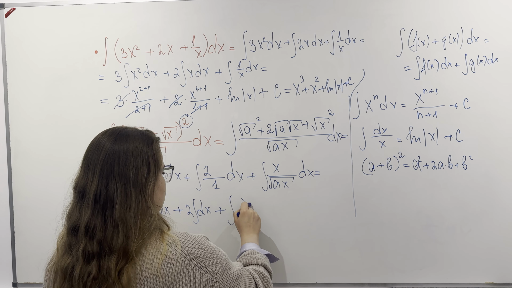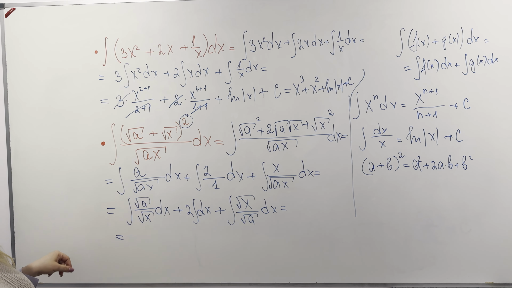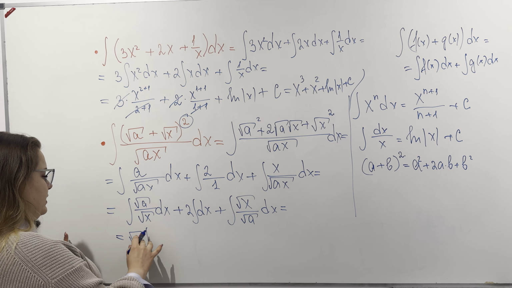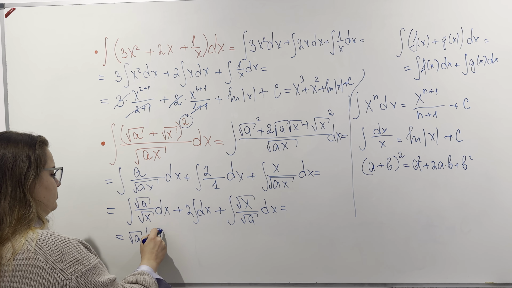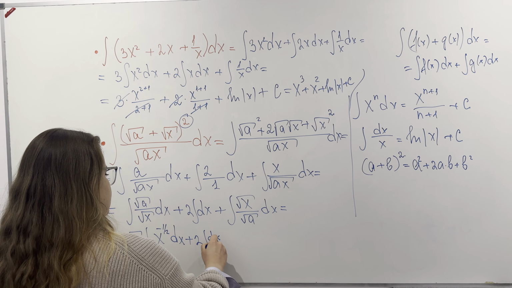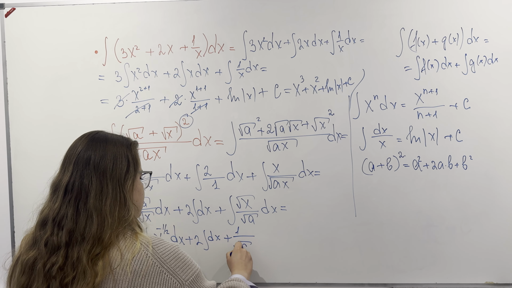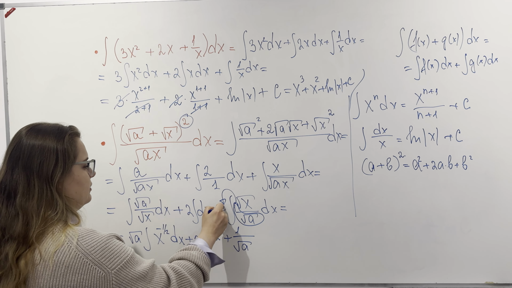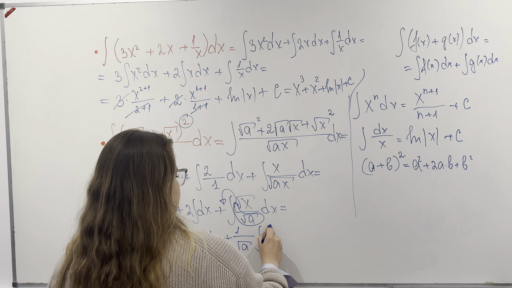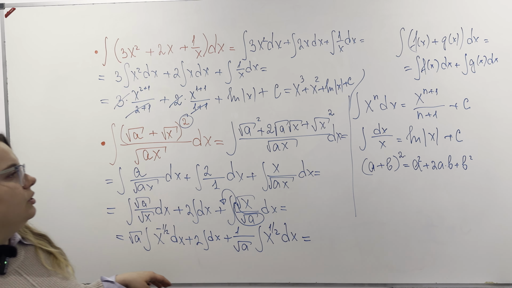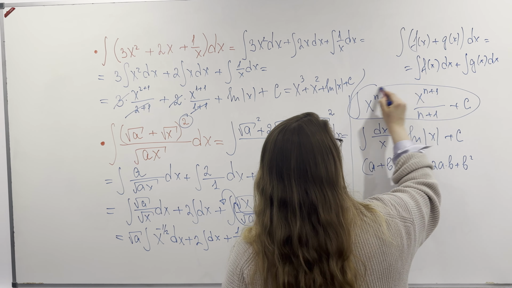And a is some constant, and we can move it and write it here in front of the integral: square root of a multiplied by x to the power of minus 1 divided by 2 dx plus 2 integral dx plus 1 divided by square root of a. So we move our constant like this here. And here we have x to the power of 1 divided by 2 dx. And then we will use this formula again.